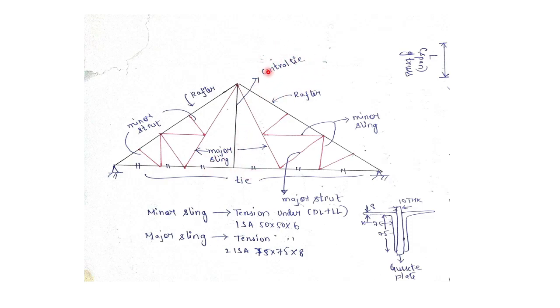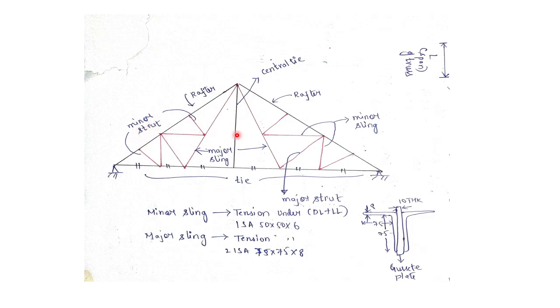This also takes tension. This inclined portion is the major sling, because major means it's longer in length, and it also takes tension forces. These are the minor slings. They also take tension, but due to their shorter length, they are termed minor. Now, struts. As we know, tension members are called ties. Similarly, the second name for compression members is struts.